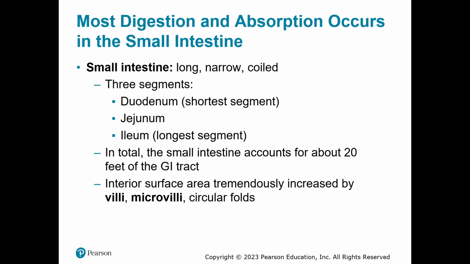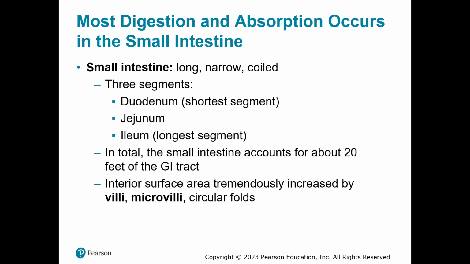It has the duodenum, which is the shortest part and connected to the stomach through that pyloric sphincter. Next comes the jejunum, which is the middle segment. And then the lowest part is the ileum. That's the longest part of the small intestine, and it's the part that will attach to the large intestine.